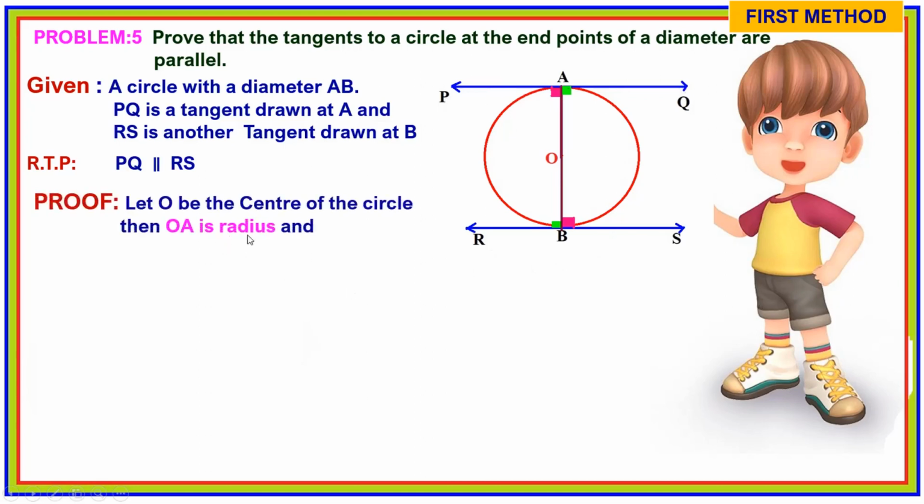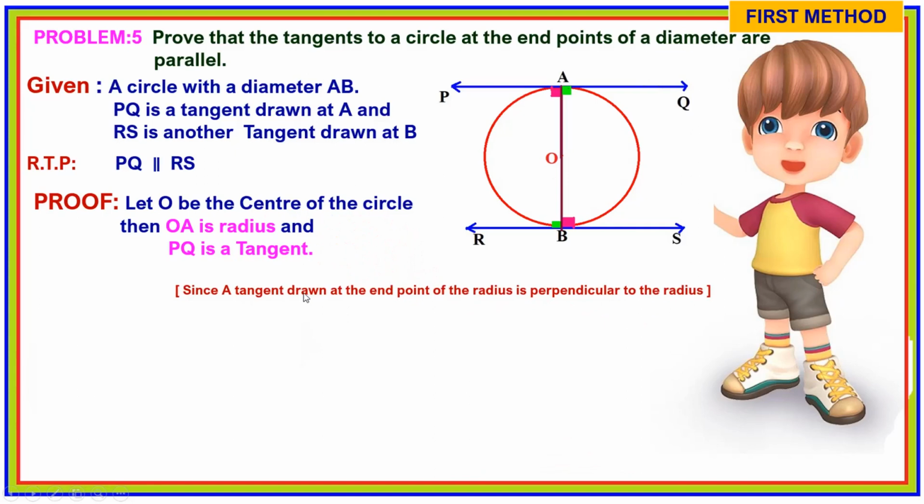Proof. Let O be the center of the circle. OA is radius. PQ is tangent, so this radius is perpendicular to tangent. Since a tangent drawn at the end point of a radius is perpendicular to the radius, therefore OA is perpendicular to PQ. Similarly, OB is perpendicular to RS.